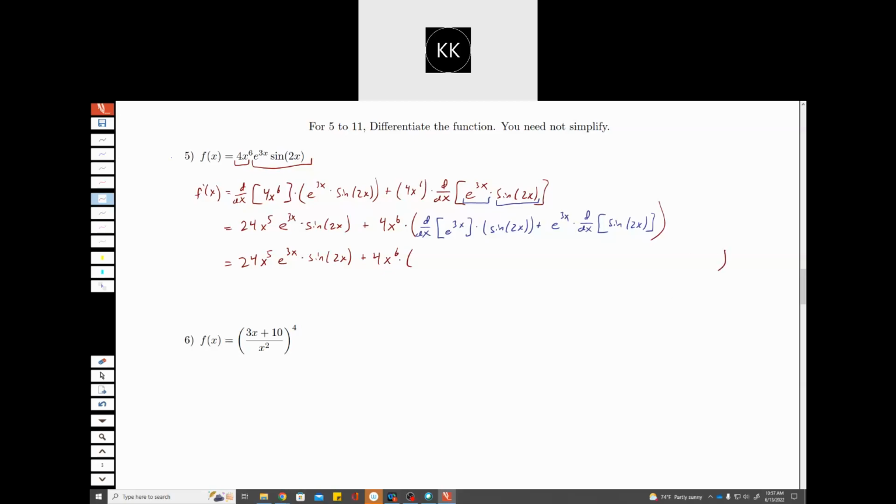Okay, so now when I differentiate e to the 3x, 3x is a function inside this exponential function, so I'm using the chain rule. The derivative of e to the x is e to the x. When I differentiate a function, I plug in that inside function. So I'm going to have e to the 3x times the derivative of the inside function, which is 3.